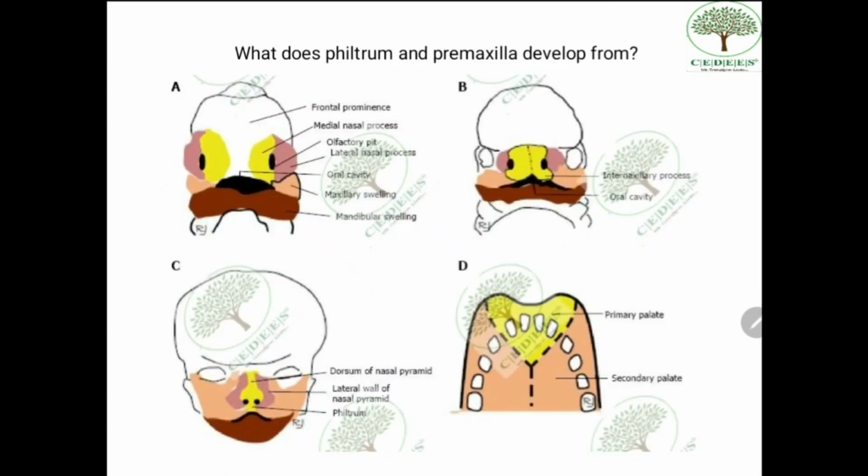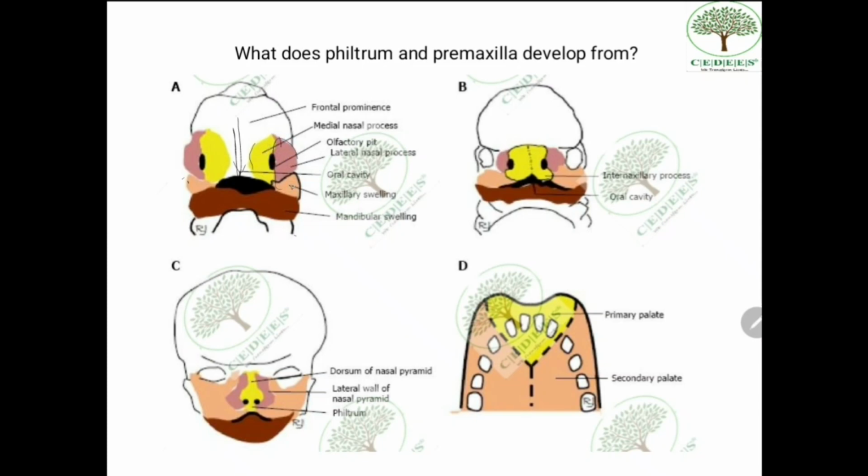Now, one student asked, what does the philtrum and premaxilla develop from? Now, we all know in embryology there are basically 5 processes which are very important, starting with the frontonasal process and the maxillary process, 2 maxillary and 2 mandibular processes. So now we all know this frontonasal process is going to divide into 2 parts. The one in yellow, that is the medial nasal process, and the one in pink, the lateral nasal process.